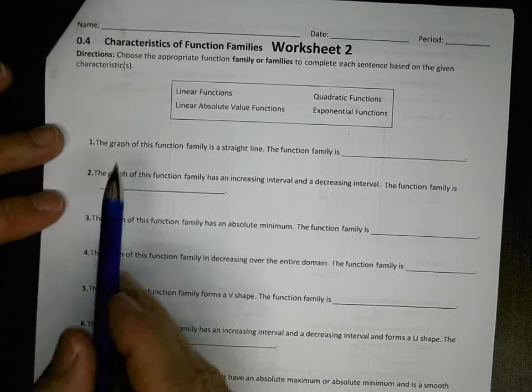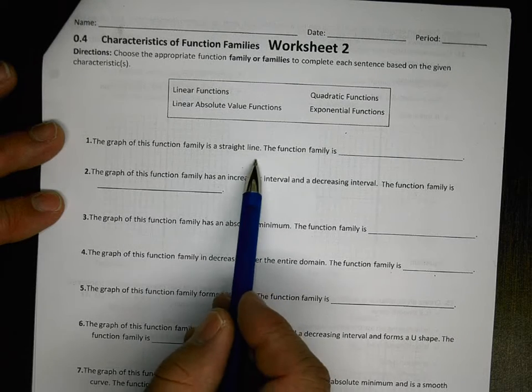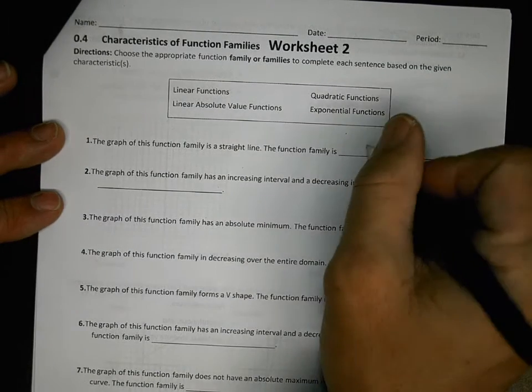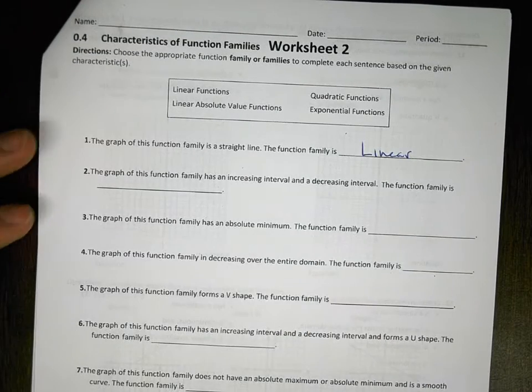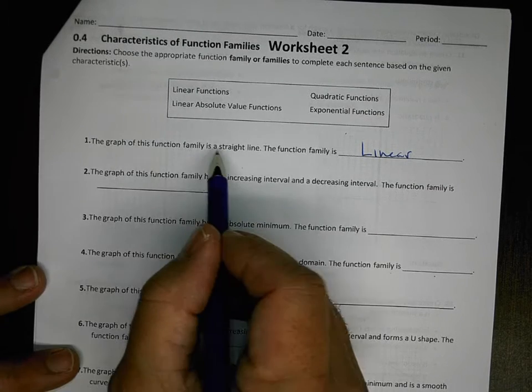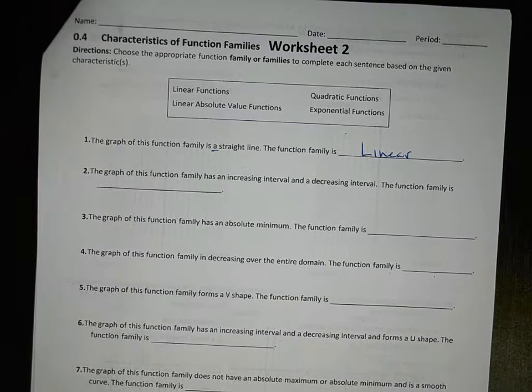All right, so the graph of this function family is a straight line. The function family is linear. That's right, linear. Now remember, linear absolute values are made up of lines too, but it's made up of two lines. And this says a straight line, I think, meaning singular, so we'll just go with linear function. Linear function.